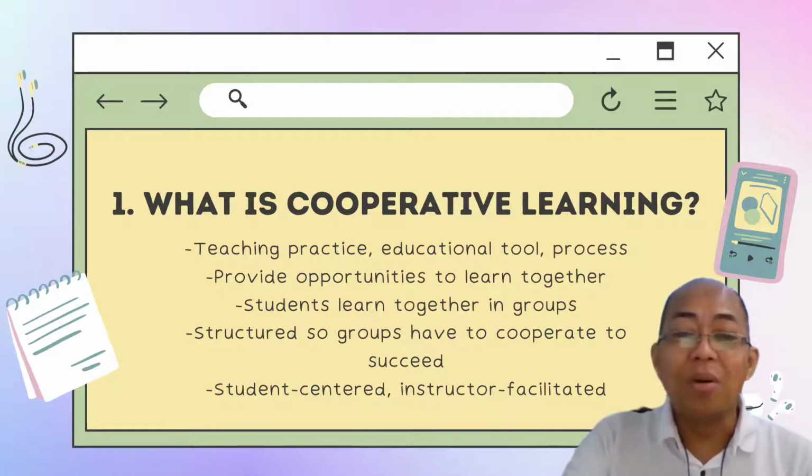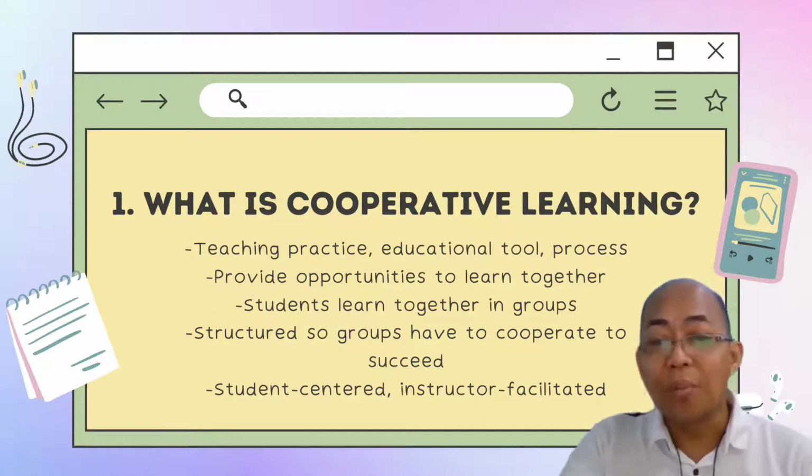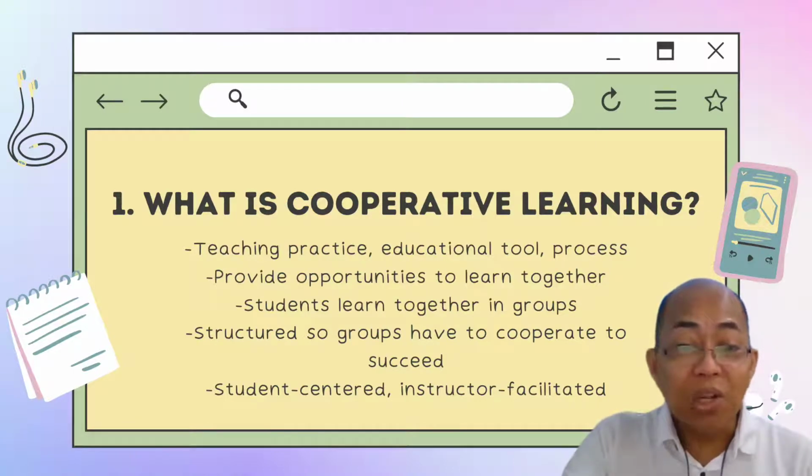So the idea of cooperative learning is to allow students to, of course, not only discuss and talk about the topics assigned, but at the same time to develop interpersonal and cooperative skills, through sharing and discussion. And of course, another element of cooperative learning is that the class learns together in small groups.